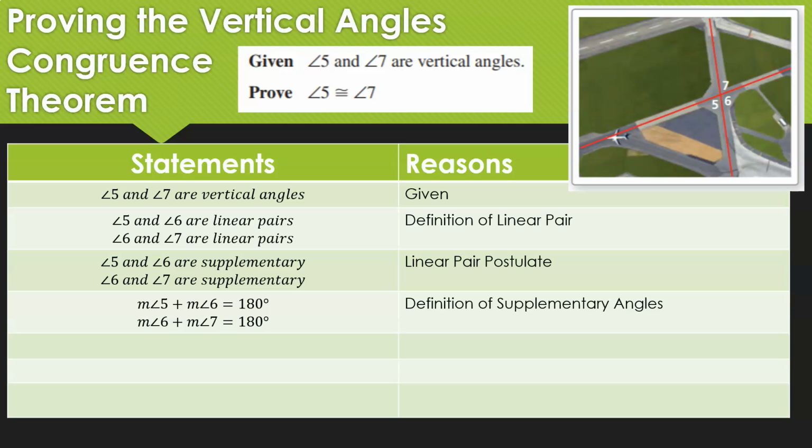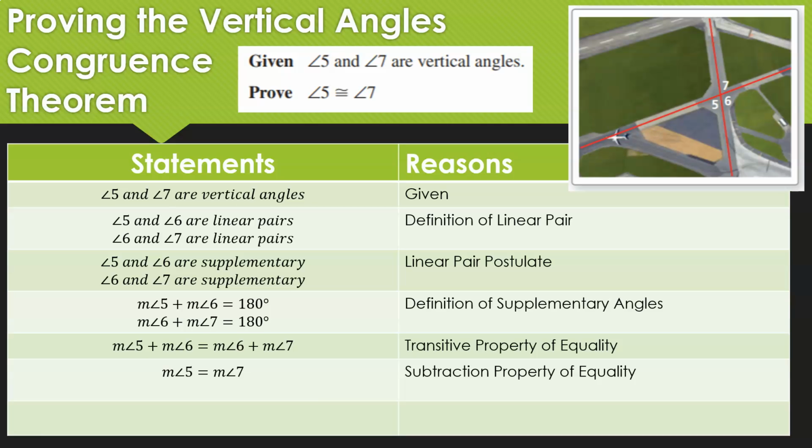Then notice I have them both equaling 180 degrees. So I'm going to link those two ideas together like cars on a train. I have measure of angle 5 plus the measure of angle 6 equals the measure of angle 6 plus measure of angle 7. This is by the transitive property of equality. Then I can remove measure of angle 6 from both sides because it appears on both. When I do that, remember it's by the subtraction property of equality.